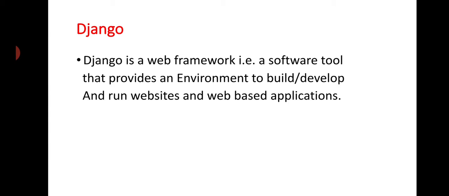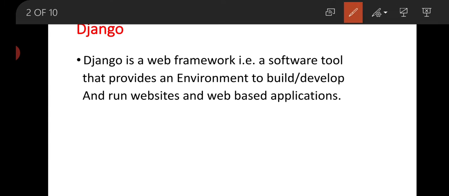First of all, Django is a web framework. That means what is Django? Then the question is what is Django? Django is a web framework. And what is a web framework? A web framework is a software tool that provides an environment to build, develop, and run websites and web-based applications. That means you can say that Django is a software tool that provides an environment to build and develop websites and web-based applications.